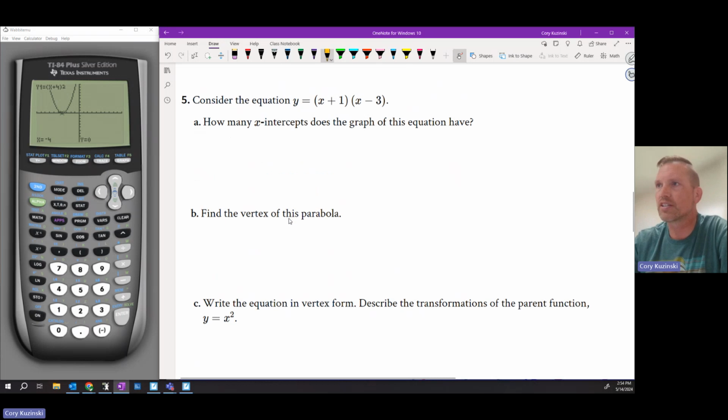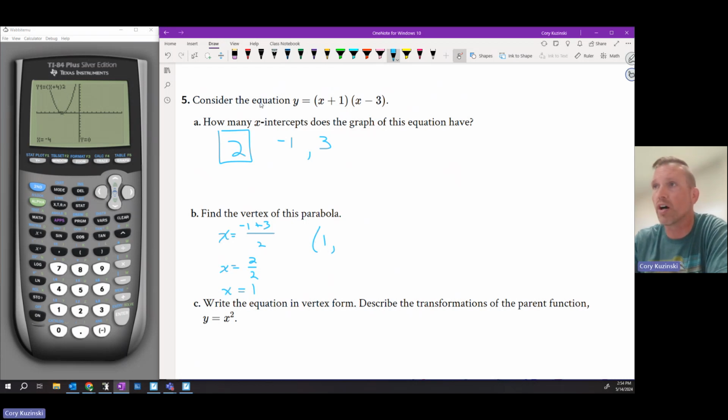Last one. Consider this equation. How many x-intercepts does it have? Well, it's got 2. They happen to be -1 and +3, right? So the vertex of this parabola we could find by doing -1 plus 3 over 2, which is 2 over 2, which is 1, right? That's the x value of our vertex.